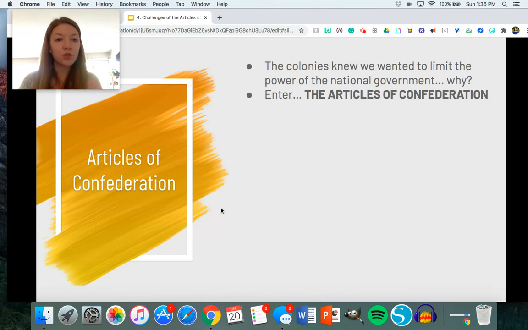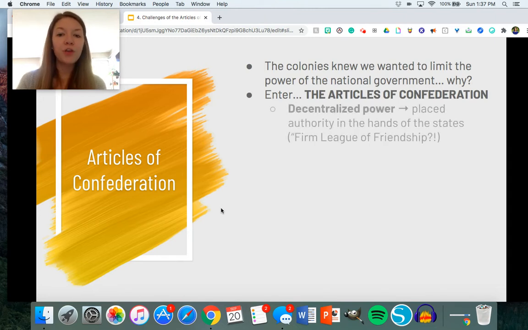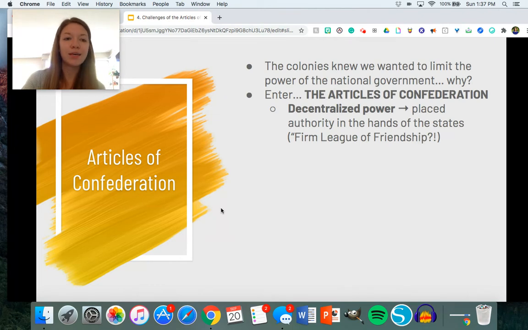We knew that we needed to win the revolution, and that would require uniting together all of the 13 states. And the idea of the Articles of Confederation was that these states would remain independent of one another, but would join together when necessary, like during a war. Okay? So what the Articles of Confederation did was it established decentralized power. And this is going to place authority in the hands of the states.